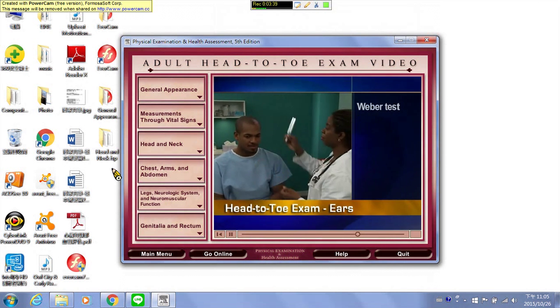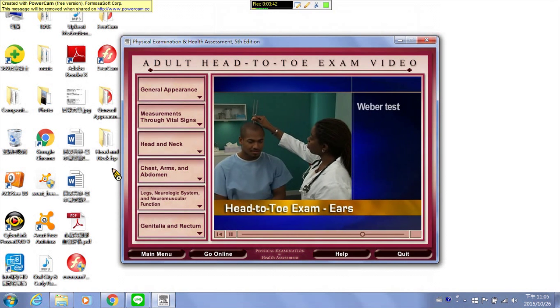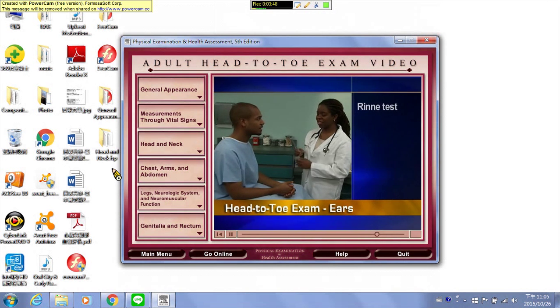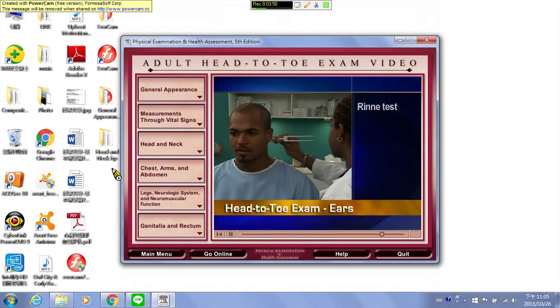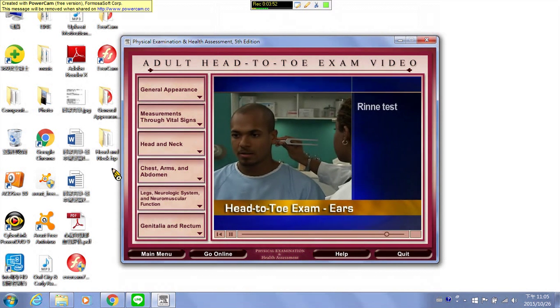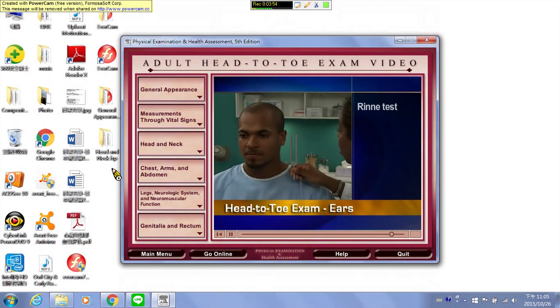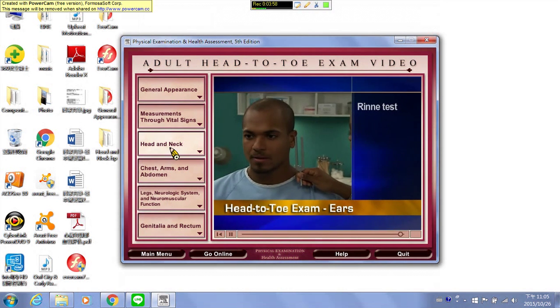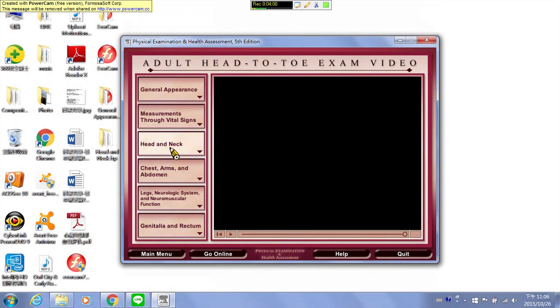Next, do the Weber test, in which you place a vibrating tuning fork in the midline on the person's skull. Then perform the Rinne test, in which you place a vibrating tuning fork on his mastoid process, behind the ear, to test bone conduction, and then near his ear to test air conduction. Now, good.